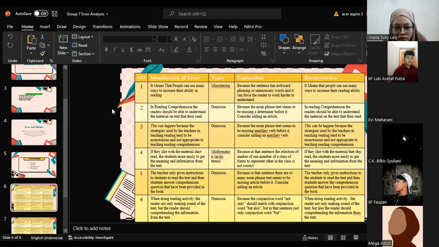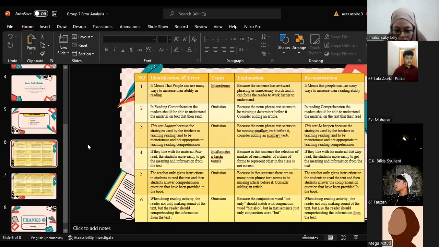Okay, this is the analysis of errors in the Devita Firdani thesis. The first is identification of error. It means that people can use many ways to increase their ability in reading. Type of error is misordering, because the sentence has awkward phrasing and unnecessary words, and it can force the reader to work harder to understand. And the reconstruction: it means that people can use many ways to increase their reading ability.